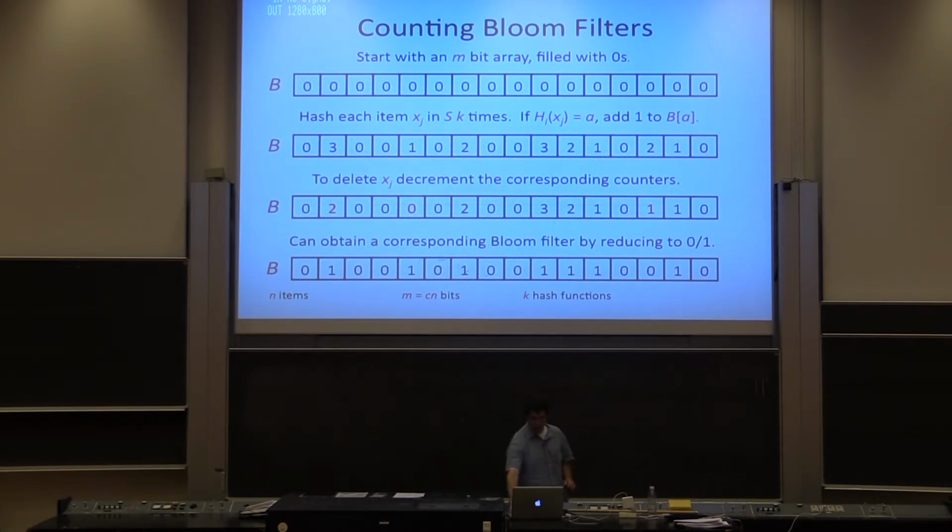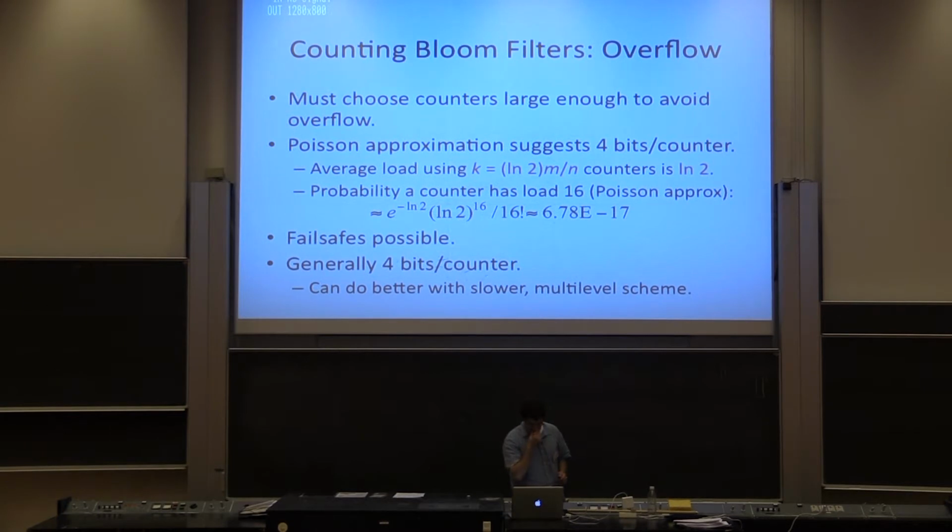All right, so when implementing a counting bloom filter, one question that comes up if you're concerned about how big your data structure is: what size are my counters? And here again, we can make use of this Poisson approximation, which tells us that in practice, 4 bits per counter is probably going to be just fine.